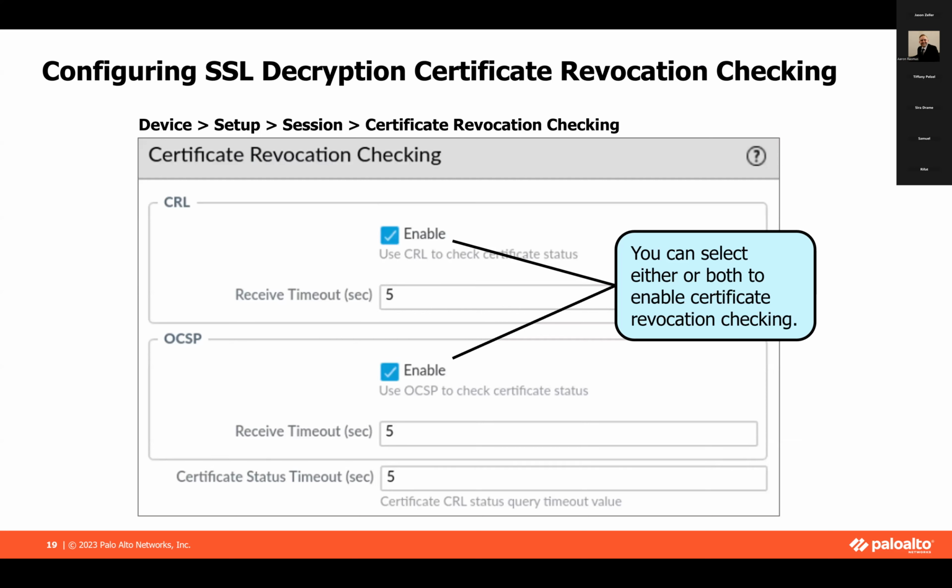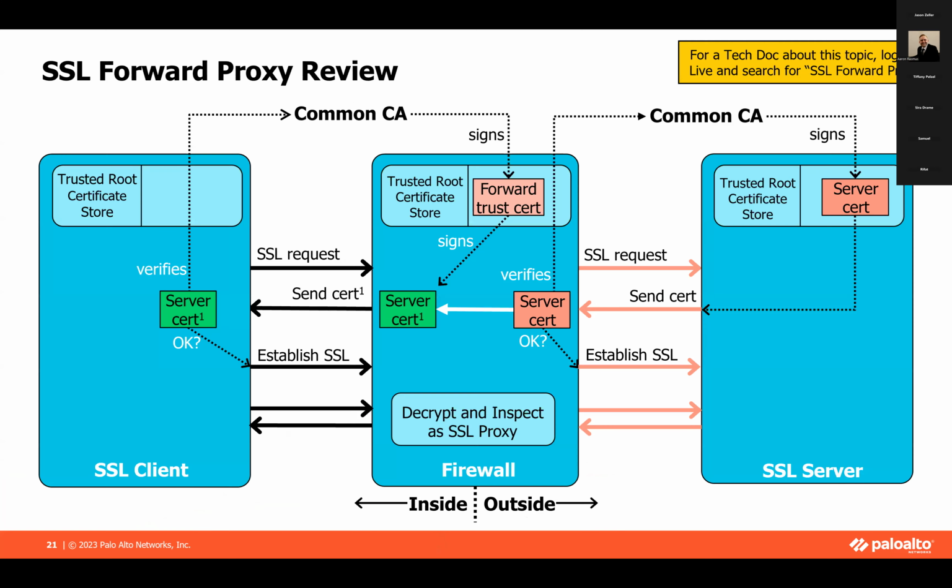All right. So when we configure that SSL decryption certificate, we have to have two of those. We go in here to the certificate revocation checking status, and we make sure both of those are enabled. You can do either or, depending on what protocol you want to use to check it on. Now we're going to do decryption.